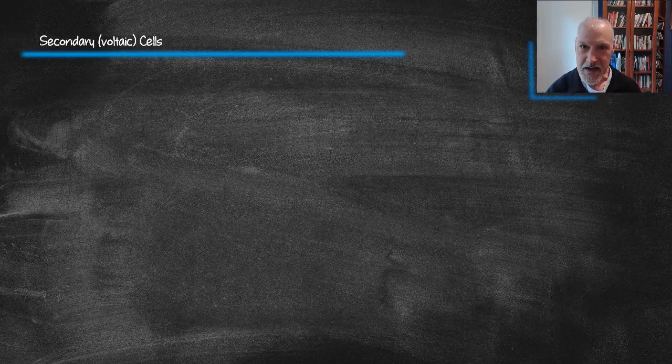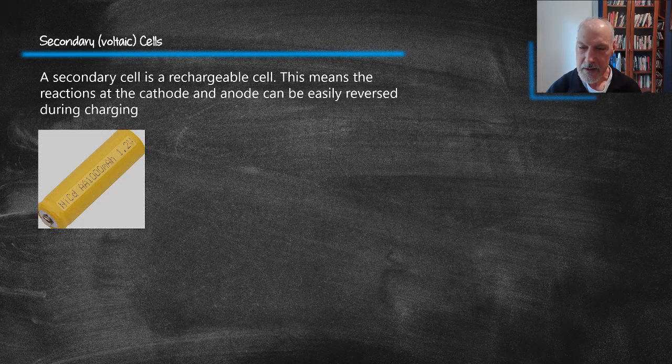In this program, I want to take a look at secondary cells. A secondary cell is a rechargeable cell, unlike the primary cell, which only has single use. In order to be a secondary cell, the reactions at the cathode and the anode can easily be reversed during the charging cycle. A NiCad battery is an example of a secondary cell.